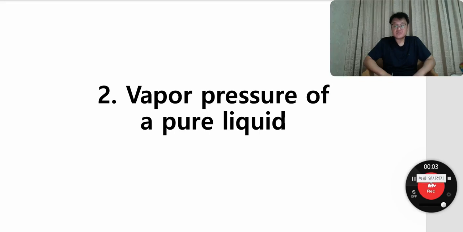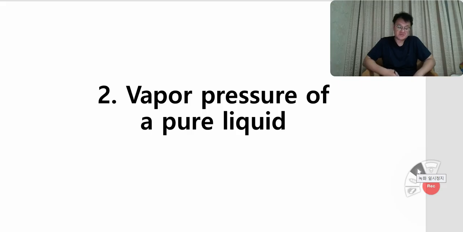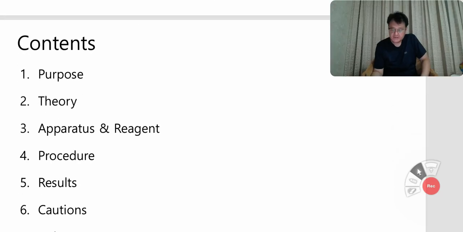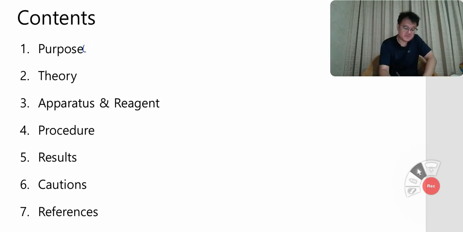I would like to introduce the second experiment of the Physical Chemistry Laboratory 2, which is entitled, as you can see here, vapor pressure of a pure liquid. Contents: purpose, theory, apparatus and reagents, procedure, results, questions, references.